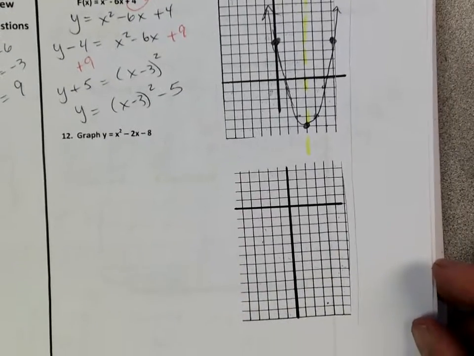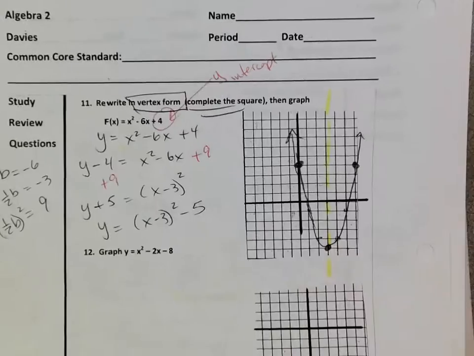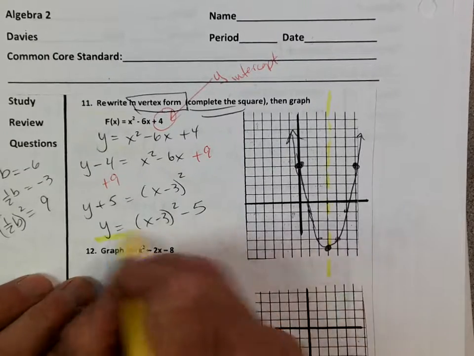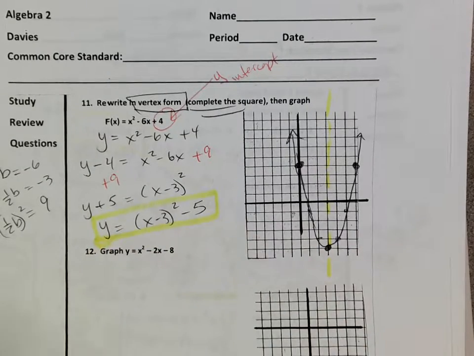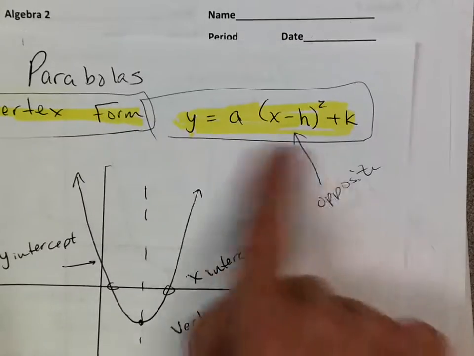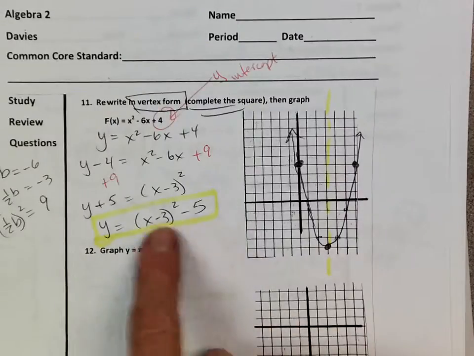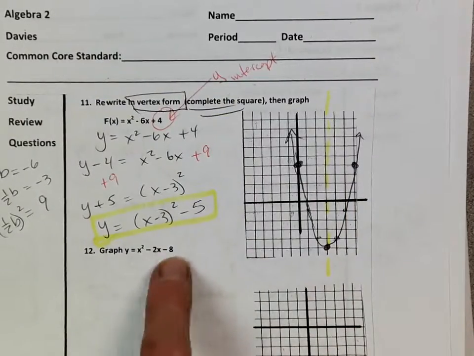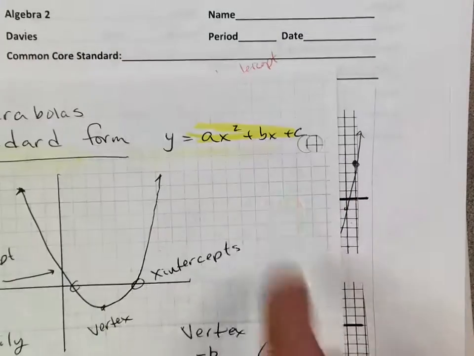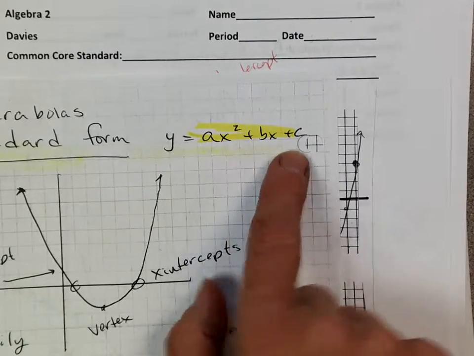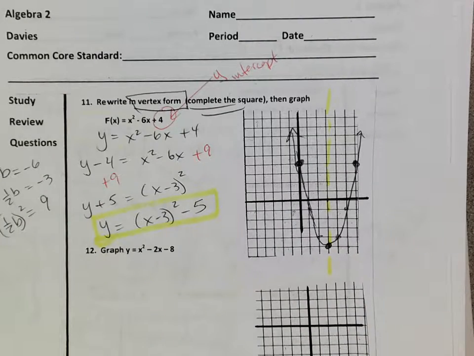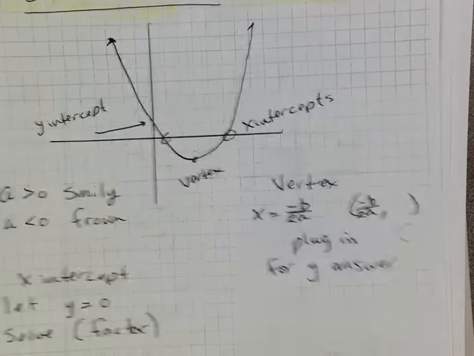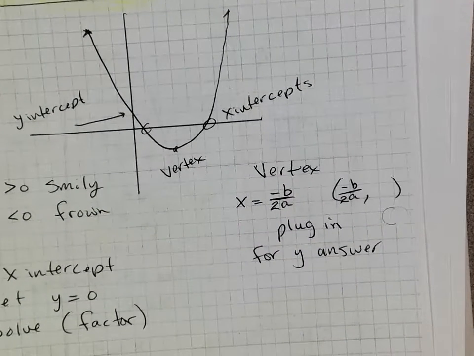Okay, number 12. So almost done. So when I did this one, I completed the square, and it came down to here, and that one sure looks like it's in vertex form, right? That was in vertex form. This one is in standard form, right? So how do we find the vertex? Well, what do our notes say? How do we find the vertex?